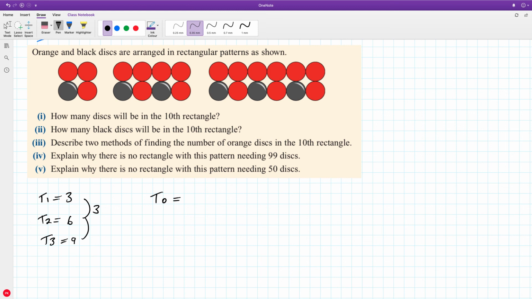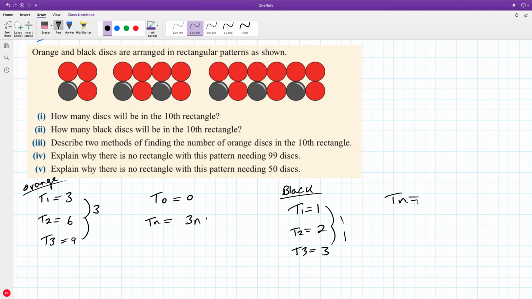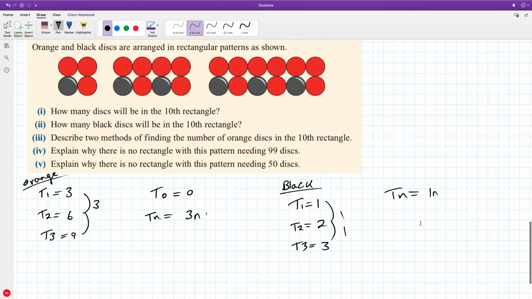Take 3 away from 3? 0. So my Tn for orange is simply just 3n plus 0, which is just 3n. Is that alright? Right, for black, that was orange, this is black. Emer, what's T1 for black? T2? T3? What's it going up in? 1s, exactly. So what's my Tn going to be? 1n plus 0. Take 1 away from 1, you get 0. So 1n plus 0 is just 1n.